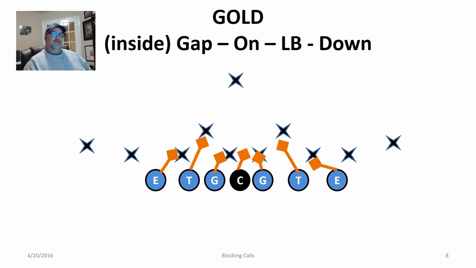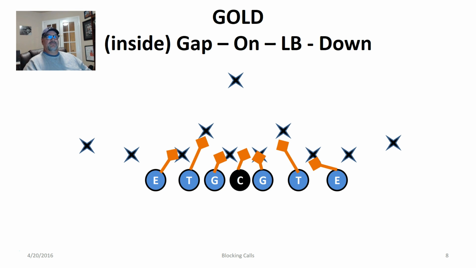This is kind of a custom on God blocking, or gold blocking, and this is inside gap on linebacker, down for gold. This is where a lot of teams will be in a 5-3, or they've got linebackers backed off and there's not a lot of kids down on the line. Gold really works out good because we can attack the inside linebacker first, and then we'll block down.